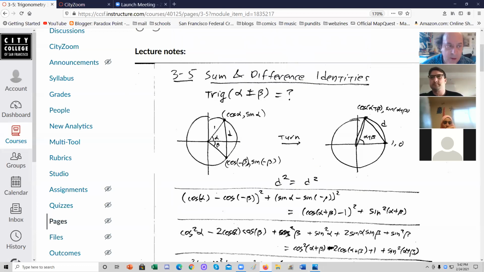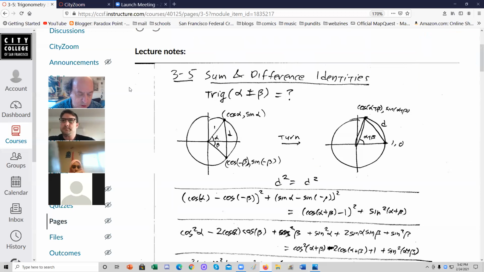For today, we'll be doing some trigonometric identities: sum and difference identities, double angle and half angle identities. Sum and difference identities ask about the trig functions of alpha plus or minus beta equals what? We'll start off with these two diagrams. We'll derive this one. We're on the unit circle.